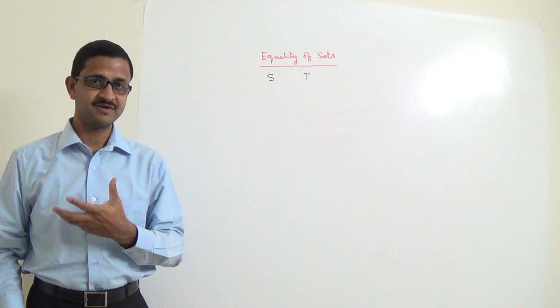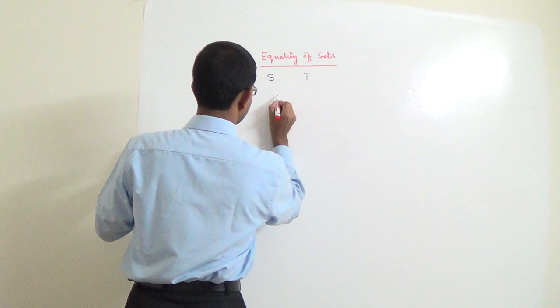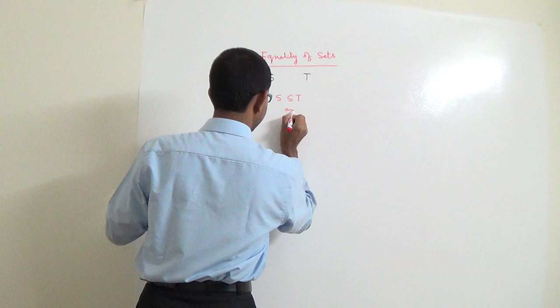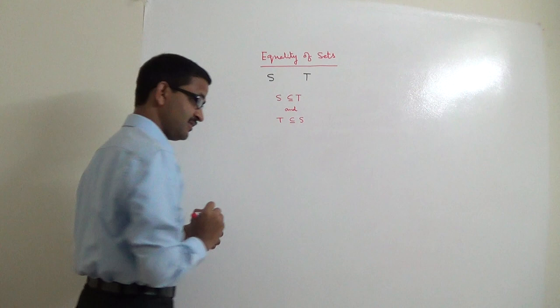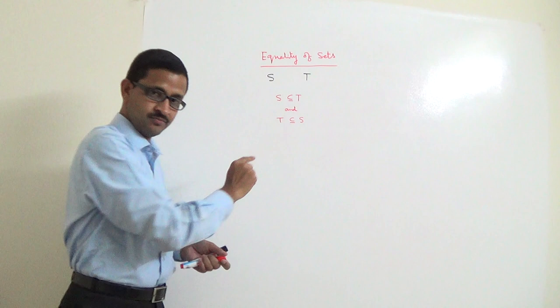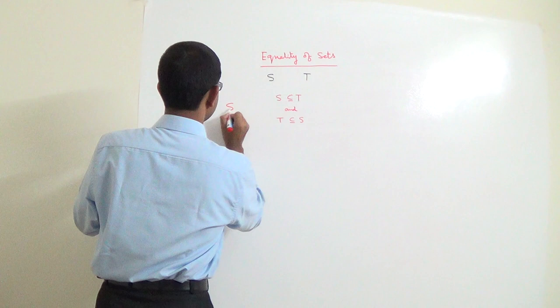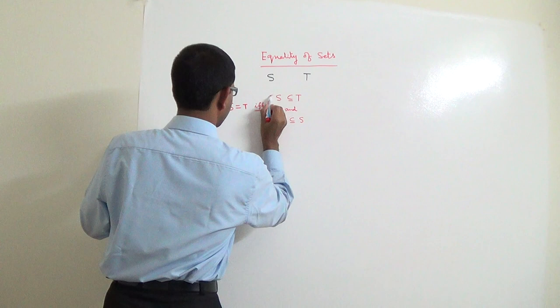Here is the way. Two sets S and T will be equal to each other if this condition holds true: S is a subset of T and T is a subset of S. And this subset is an improper subset. Why? Because there is a chance that these two will be equal. So if both the conditions hold true, then you can say that S is equal to T. So what can we conclude? S is equal to T if and only if both the conditions hold true. Understood? Okay.